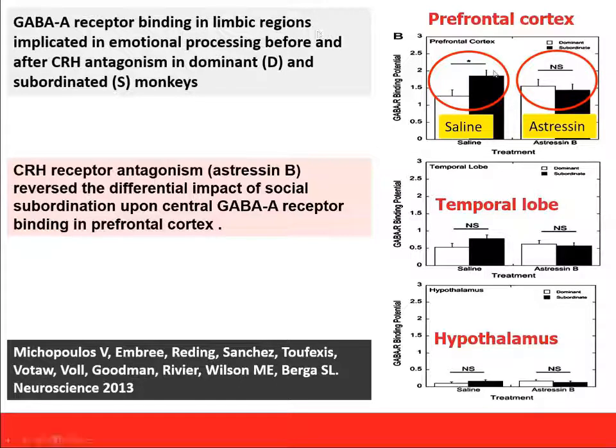And this is just looking at GABAergic binding in the prefrontal cortex of monkeys. And there are two kinds of monkeys, those that are the dominant monkeys and those that are the subordinate monkeys. And those are shown here. So the dominant monkeys are in the white and the subordinated monkeys in the black. And monkeys who are chronically stressed by subordination have an increase in GABA in the prefrontal cortex that's been reversed by giving the CRH antagonist.